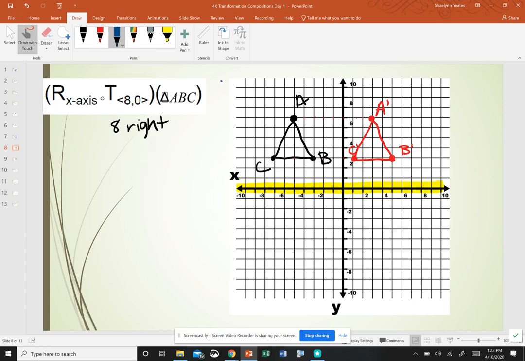So originally it was up 1, 2, 3 from the line. So now I want to go down 3 from the line. 1, 2, 3. Here is C prime. Then B was up 3 from the line. So I want to go down 3 from the line.